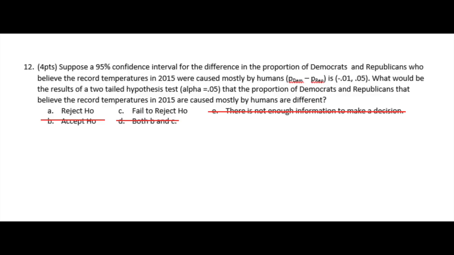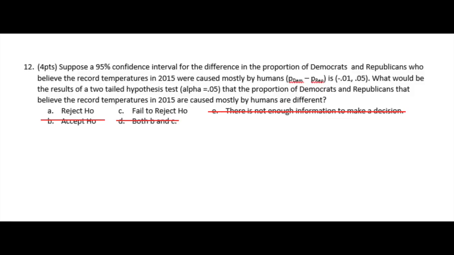In this problem, it wants us to take the confidence interval and use it to see the results of the two-tailed hypothesis test. So since we have negative 0.01 to 0.05 as the confidence interval, we can cross out E. So now we're down to two answers, reject H0 or fail to reject H0.